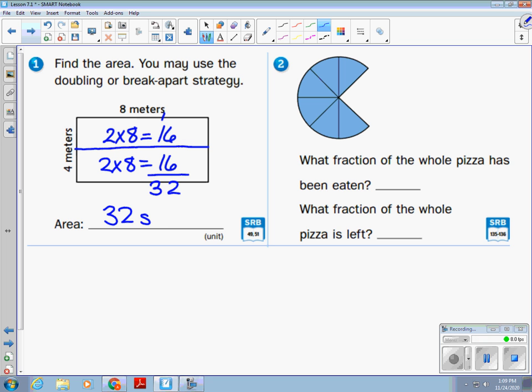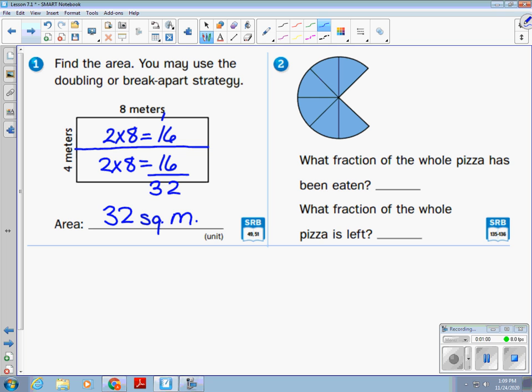And remember, on area, we have to square it. So it's square meters. So 32 square meters. You could have broke the 8 apart if you felt more comfortable doing that. That's entirely up to you. Just use your break apart rule to help you out there.